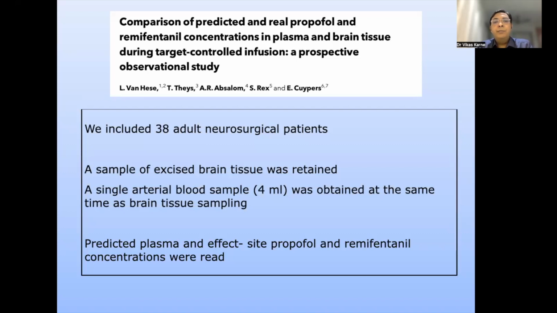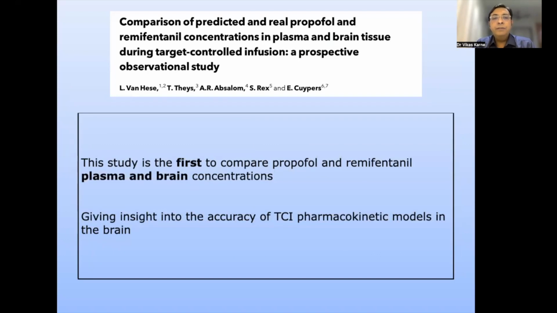They took a sample of excised brain tissue, which is normal brain tissue, and collected an arterial blood sample. The predicted plasma and effect site propofol and remifentanil concentrations on the syringe pumps were also read and compared. This is the first study where blood and brain concentrations were measured at the same time, and it gave some insights into how the TCI pharmacokinetic models are working.